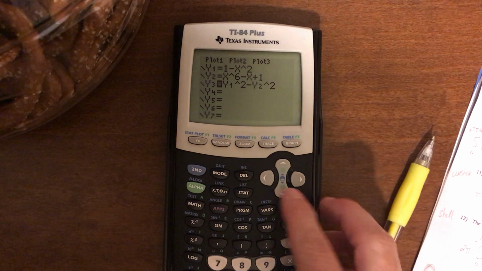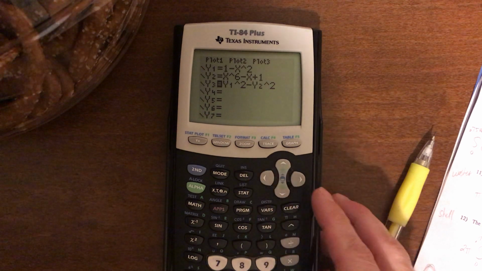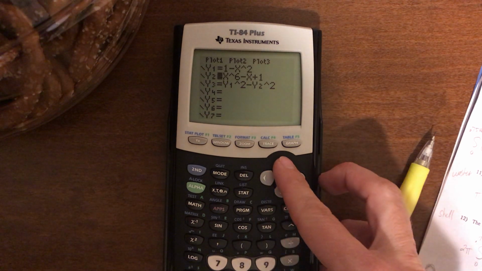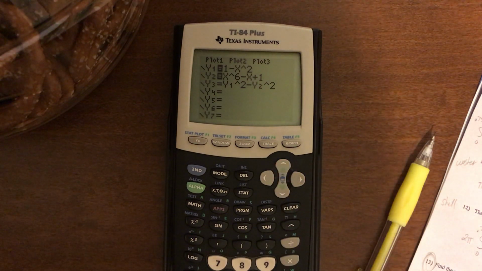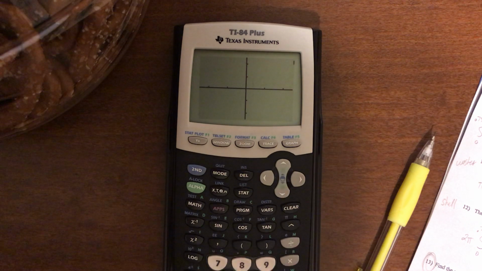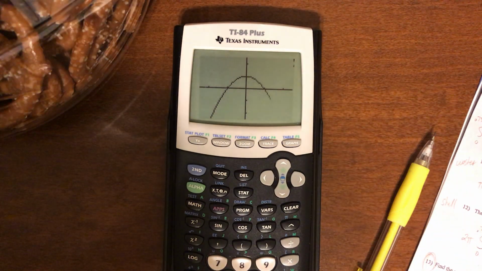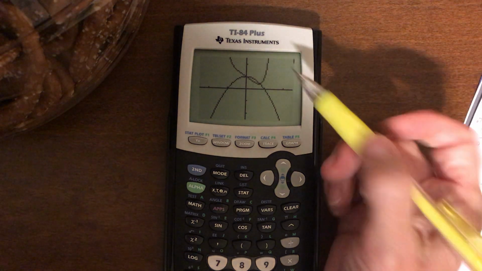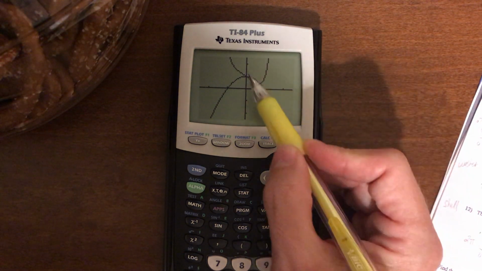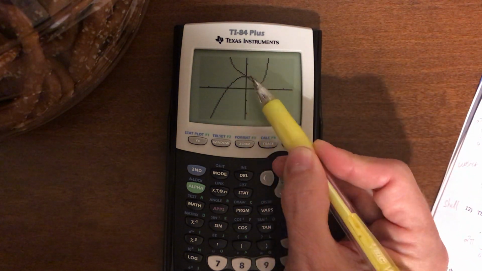Okay, the next one is, let's turn these back on, rotating around the y-axis. So if I look at my picture of my two original graphs again, I think about that little area in between those two, this little area right here, and I think about rotating around the y-axis.